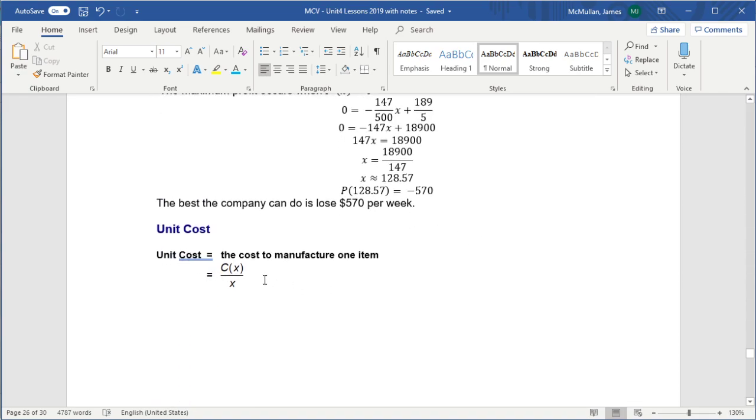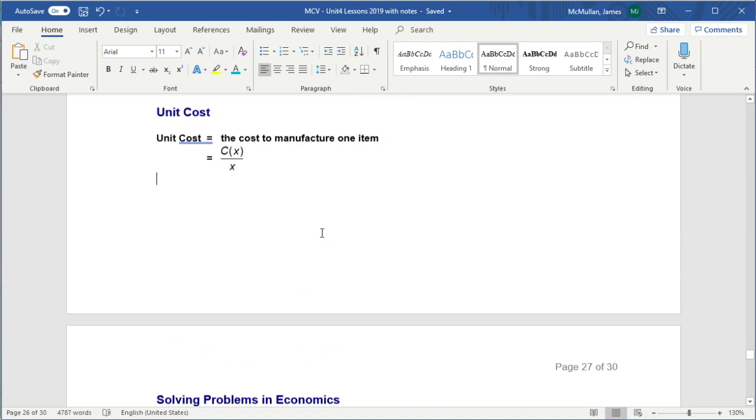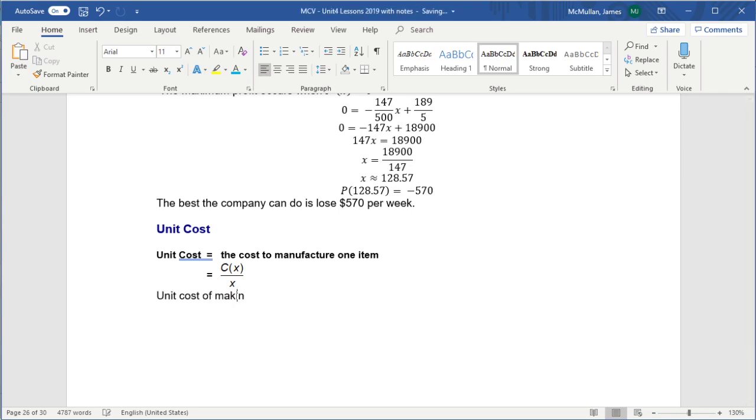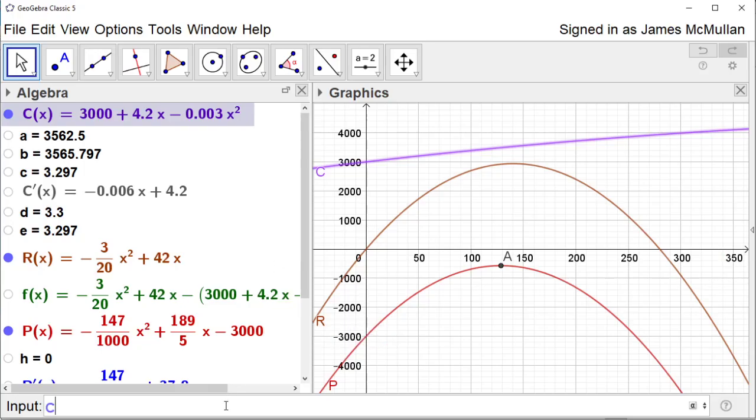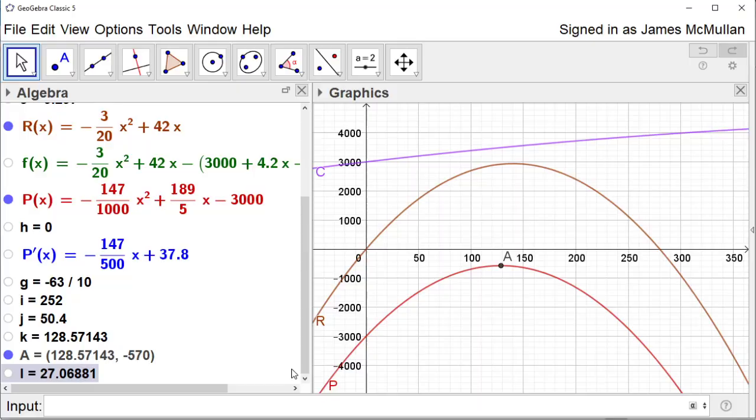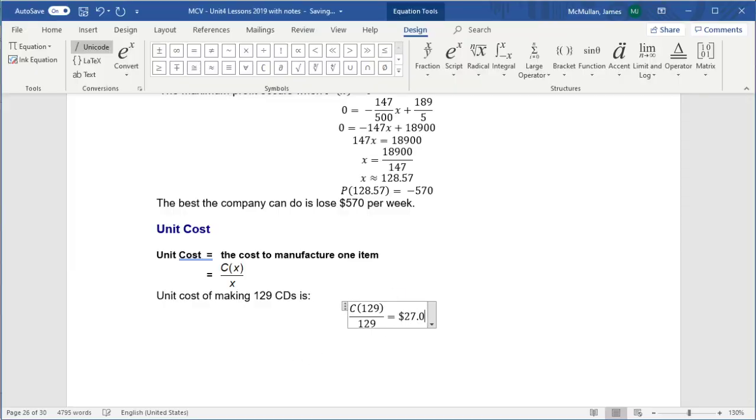Okay, now the unit cost is a different idea. It is the cost to manufacture a single item. All you do to get the unit cost is take the cost function and then divide by the number of items that you sold. So in our case, let's say the unit cost of making 128.57, let's say 129 CDs, is C of 129 divided by 129. So let's just quickly get what that is. C of 129 divided by 129, is 27.07.